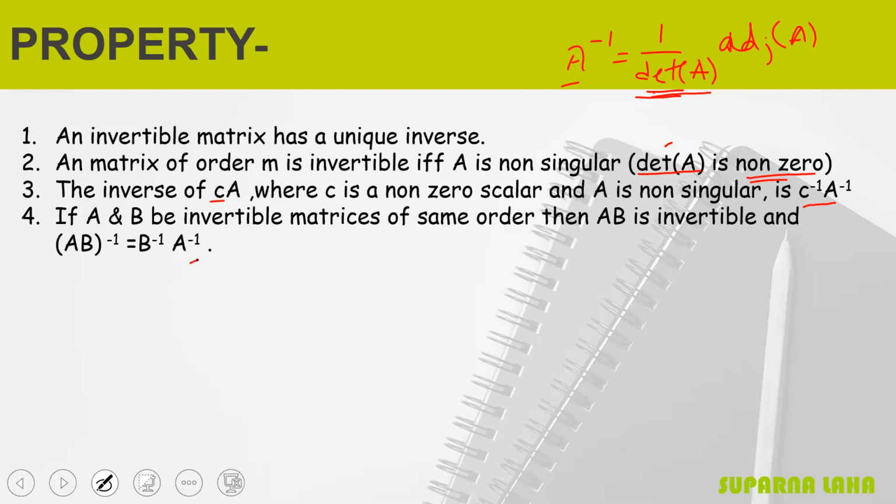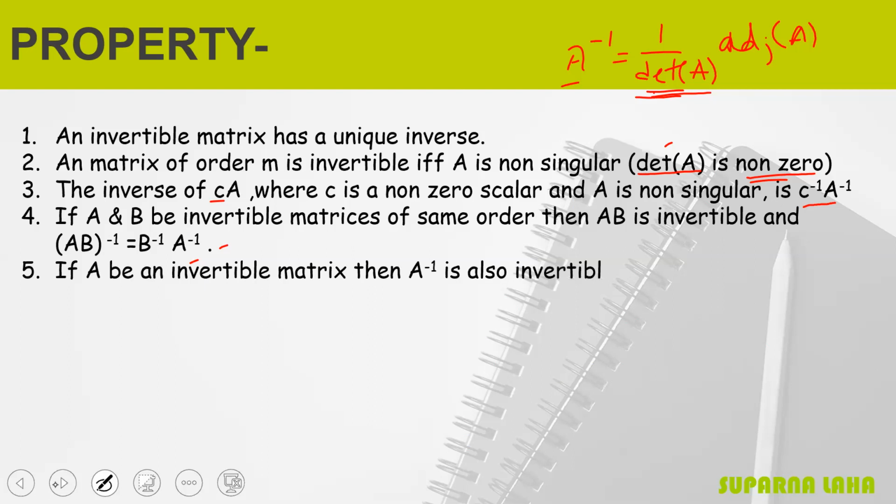Just remember this property and we will prove it later. So if A is an invertible matrix, then A inverse is also invertible, and if we take the inverse of A inverse, we will find the original matrix.